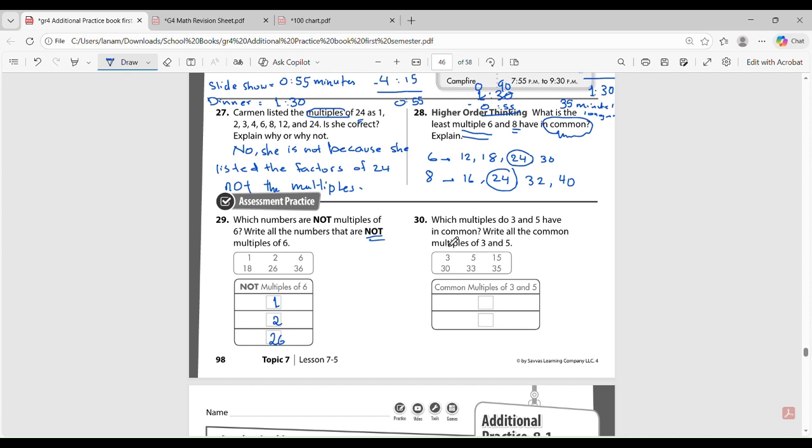Now, question 30. Which multiples do 3 and 5 have in common? Write all the common multiples of 3 and 5. Common means it is both a multiple of number 3 and a multiple of 5. So common multiples of 3 and 5, we have 15 and 30.